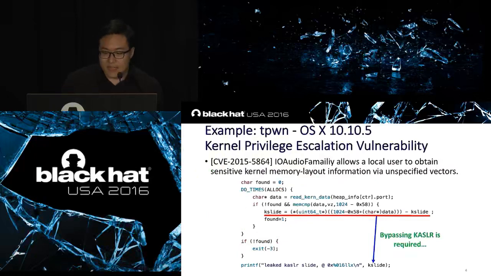There is another example that shows kernel ASLR makes kernel exploits harder. In 2015, last year, there was a privilege escalation attack on Mac OS X called Tpwn. For the successful attack, the attacker exploited three different vulnerabilities. And of course, the first one is an information leak vulnerability, which discloses the layout of kernel memory to bypass kernel ASLR as a first step.